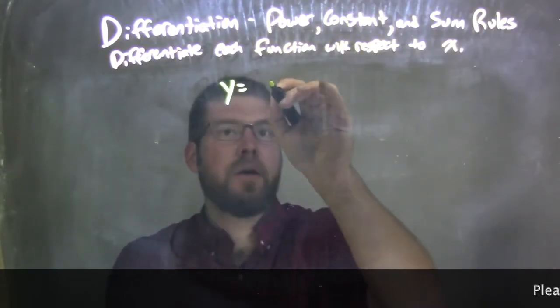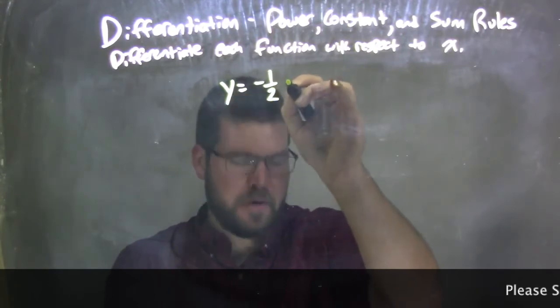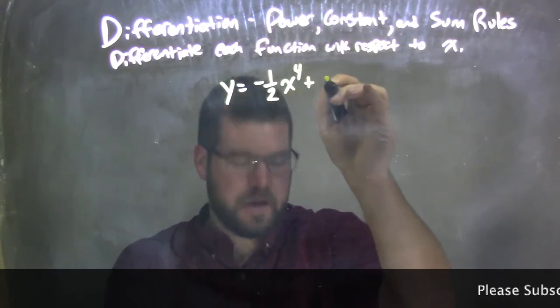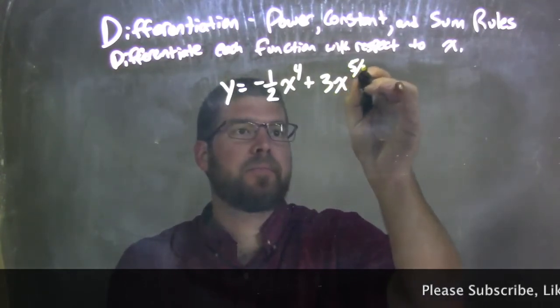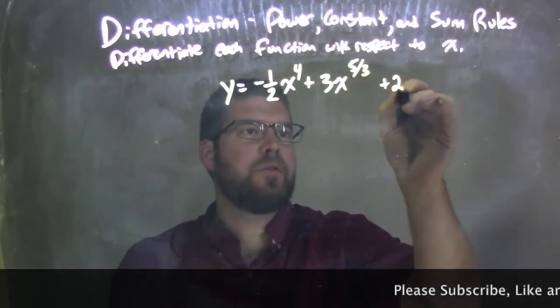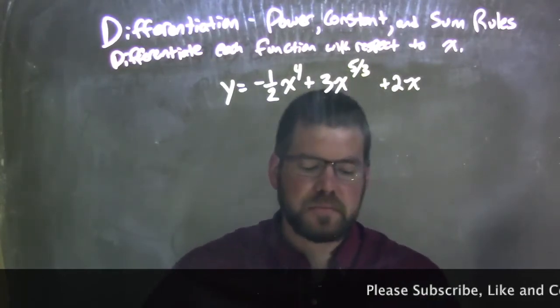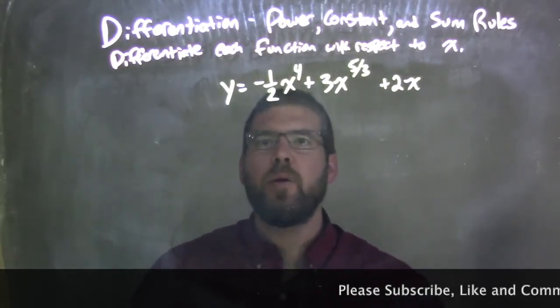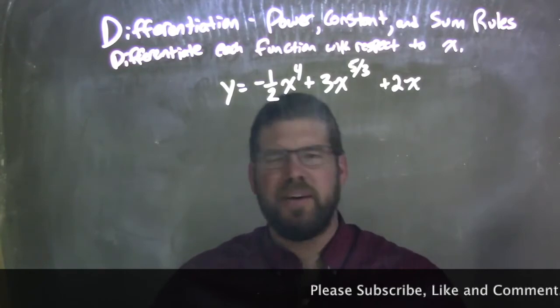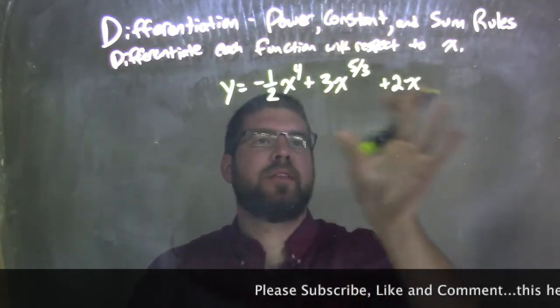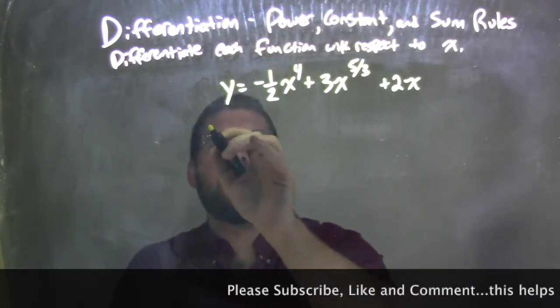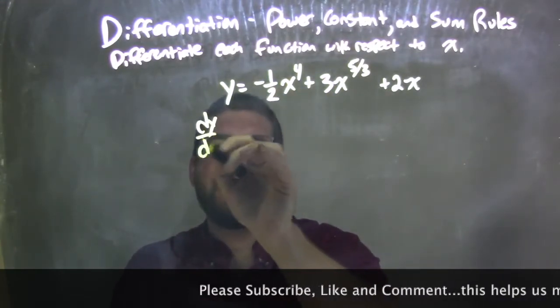Y equals negative 1/2 x to the 4th plus 3x to the 5/3 power plus 2x. Okay? So if I was to simplify this, derive it, take the power rule of each part individually, and the sum rule is kind of combining them all. So to do that, I have dy dx.